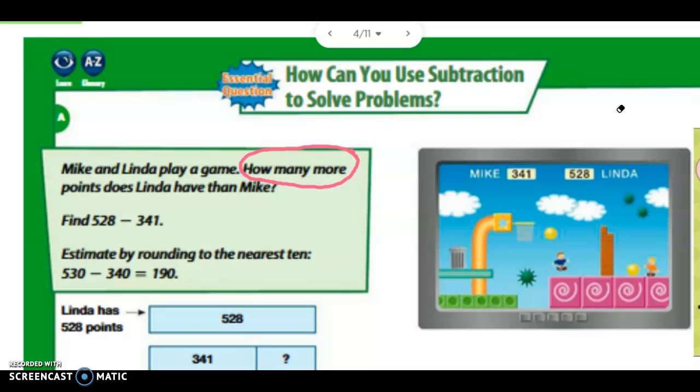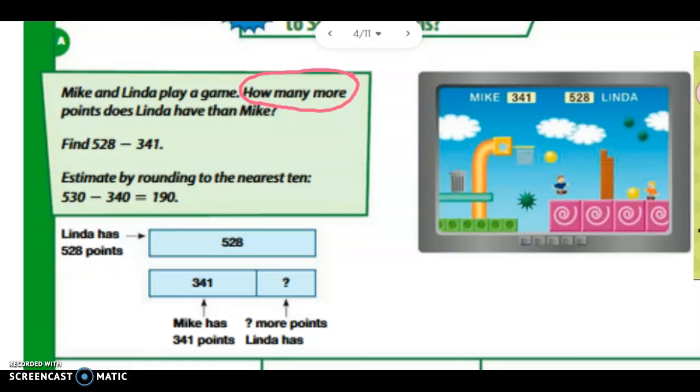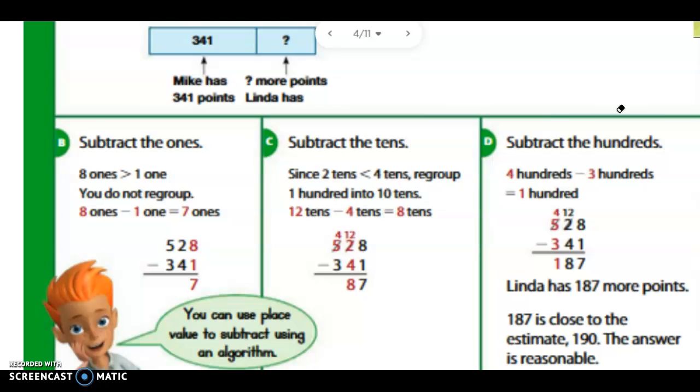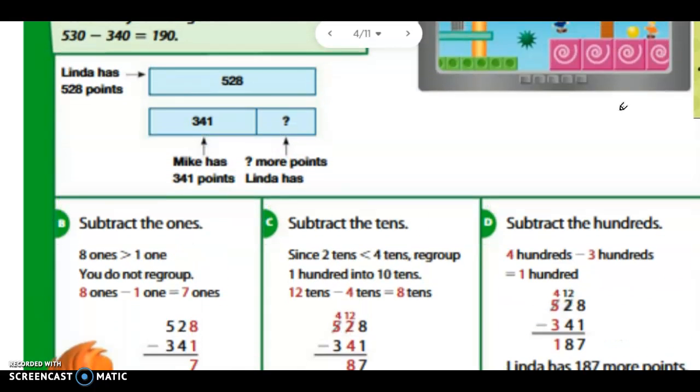Do not forget that. When we are subtracting, we can use rounding to see if our number is close, just like we can with addition. We can also check using addition, and I'll show you how to do that in following lessons. So when we are subtracting a number like 528 minus 341, we always start in the ones place. Please write this out and we will follow along with these steps.